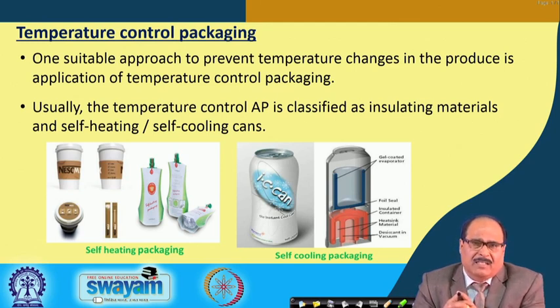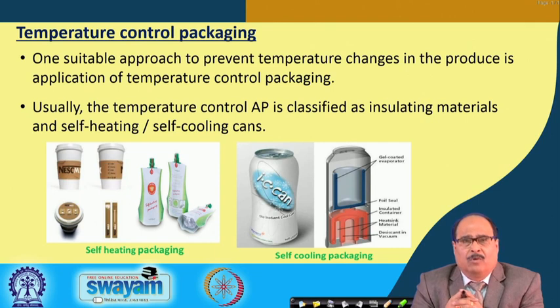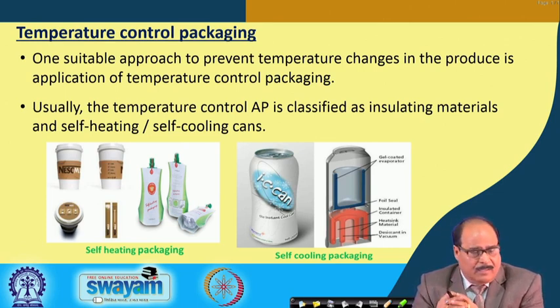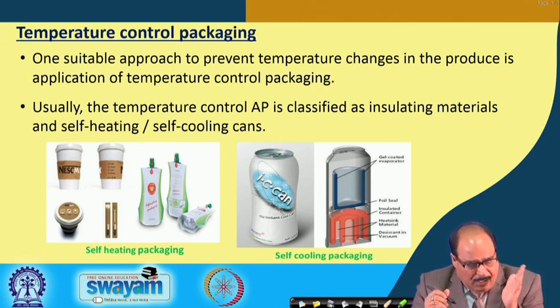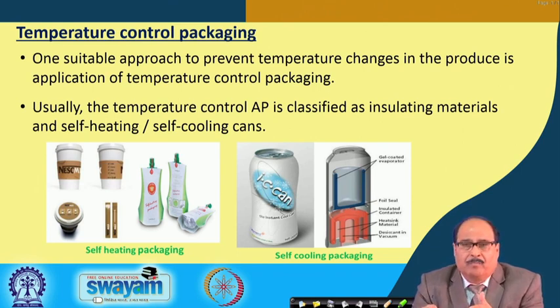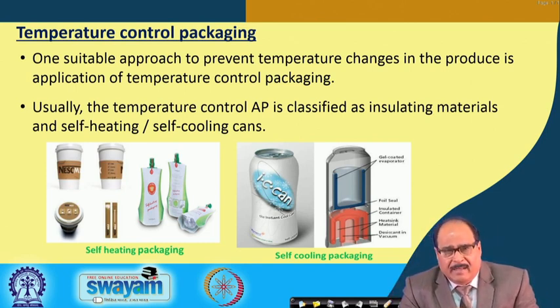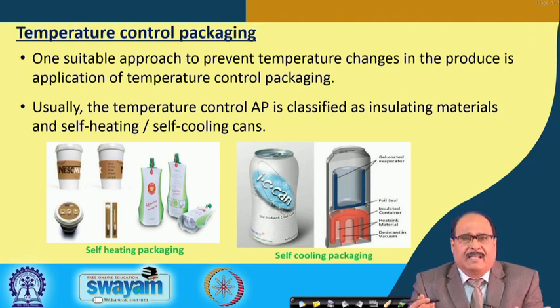Another very important aspect of active packaging is temperature control packaging. That is, one suitable approach is to prevent the temperature changes, because during transportation or during storage, if there are temperature fluctuations, this fluctuation in temperature may result in quality loss. So, for temperature control, either self heating packaging or self cooling packaging is used. In the picture you can see that, and they are commercially available. That is, they can either lower the temperature inside the package or increase the temperature inside the package, as the case may be.